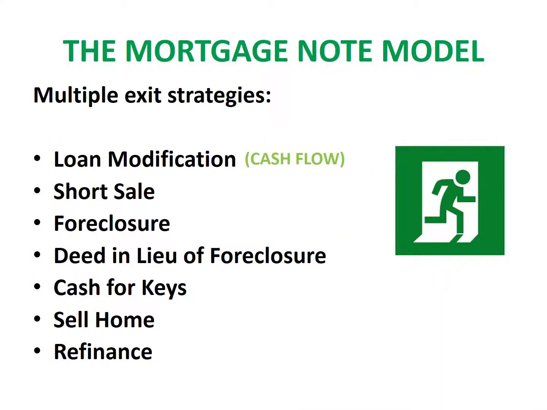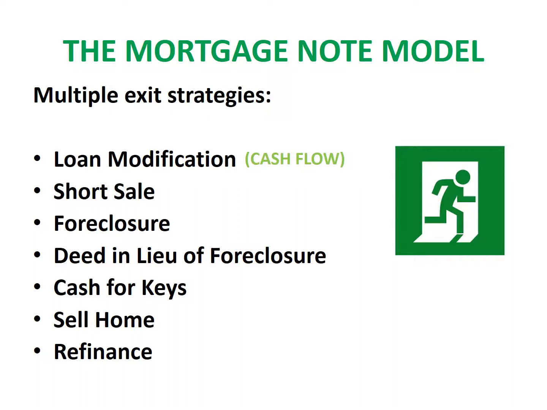As a result of buying the note at a great discount, you have multiple exit strategies to implement. Here we have 7 exit strategies listed, but there are others as well. First, you can do a loan modification. Let's say the current payment is $750 on that loan, and the homeowner cannot afford to make that payment. You have the ability to reduce the monthly payment so that the modified payment is affordable for the homeowner. This is your opportunity also to receive cash flow and not have to own the property.